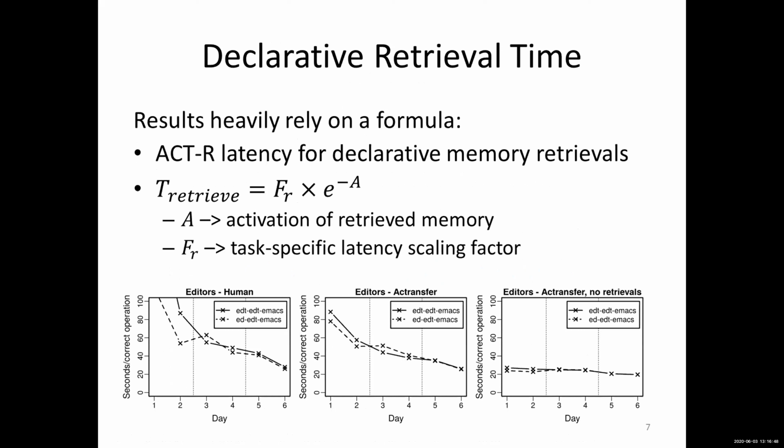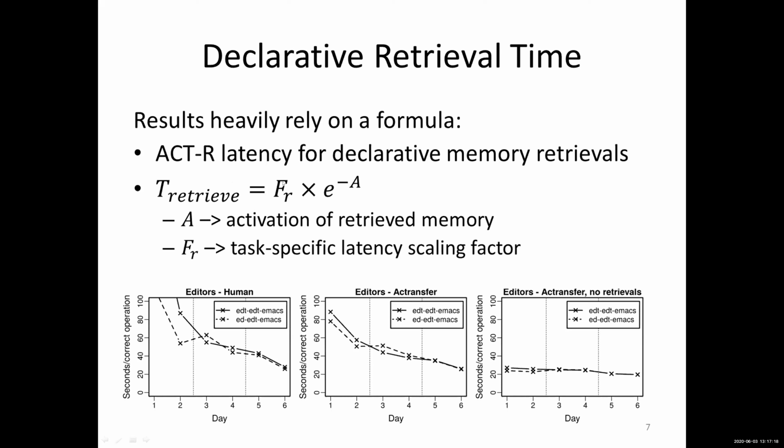But if we look into how ACT-Transfer works, we'll notice that its results rely heavily on this particular formula, which comes from ACT-R theory, the formula that calculates how much time comes from retrieving something from long-term declarative memory, what we would call SMEM in Soar. And in this formula, there's two factors. Mainly, there's the activation of the retrieved memory. The higher the activation, the faster it's modeled as being retrieved.